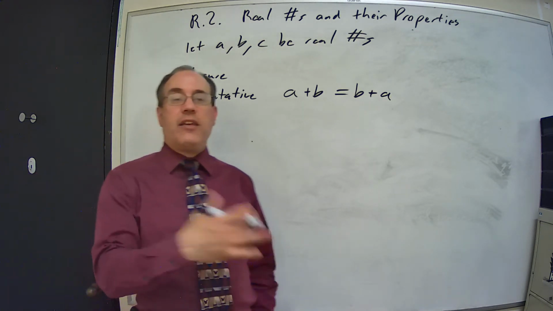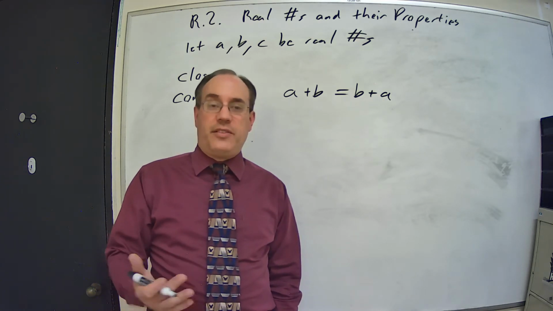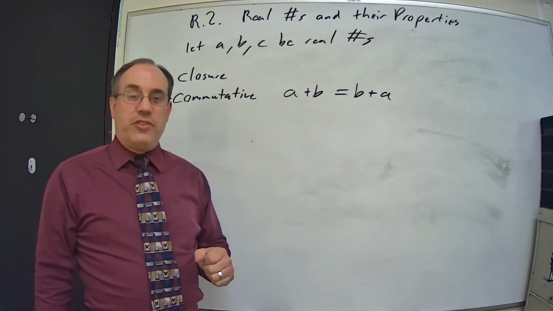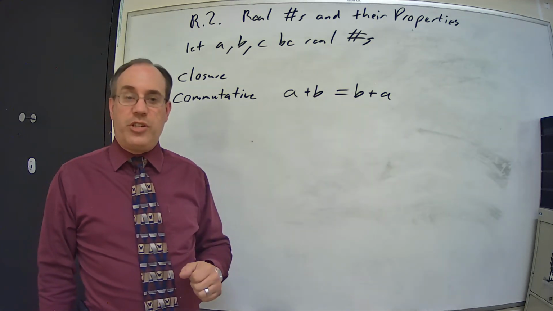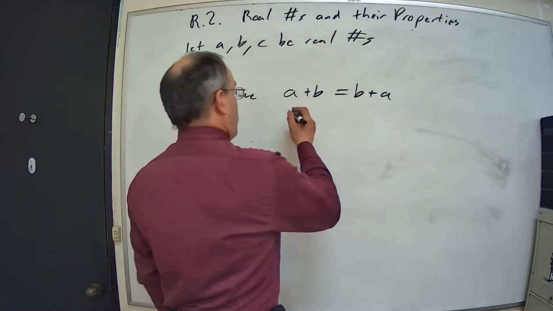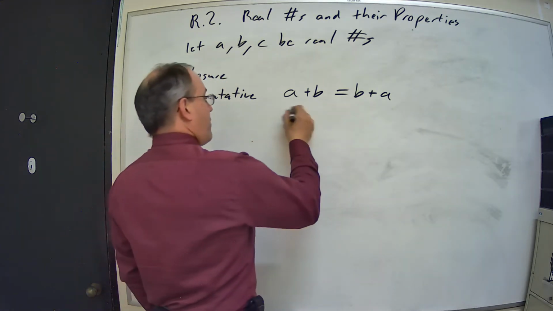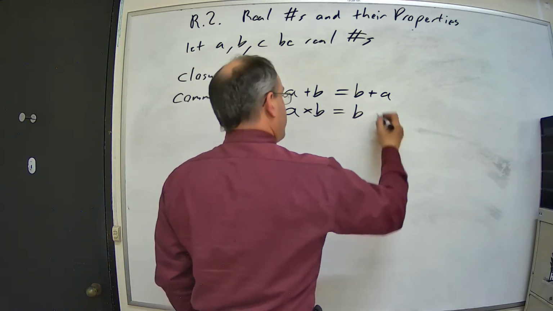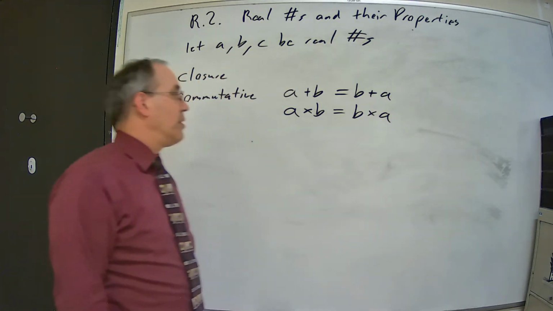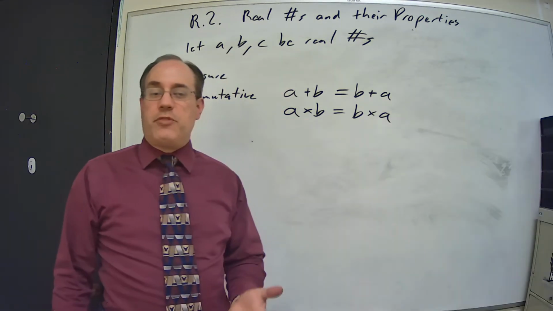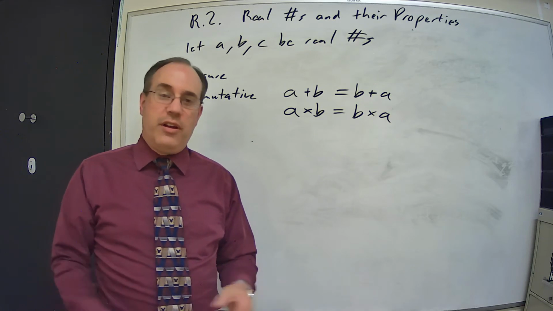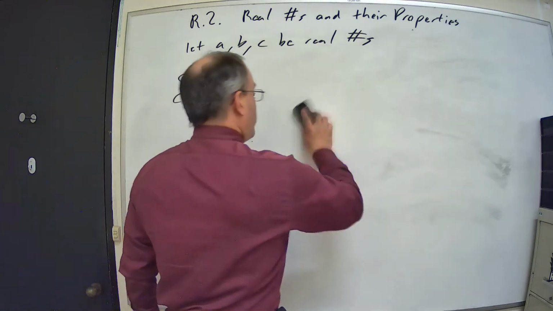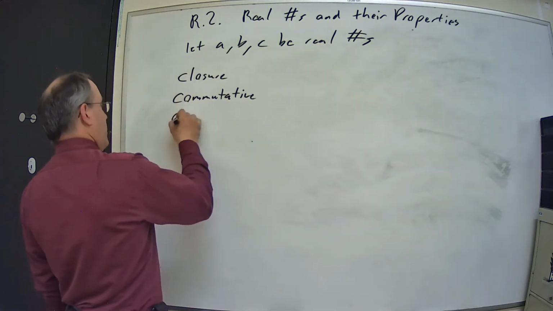And that works for any real number, and that works within the sets too, as long as you can reverse the order of the addition. Also, that's the commutative property of addition. The commutative property of multiplication: A times B is equal to B times A. We can change the order of the addition or multiplication to get the same result. Commutative property.